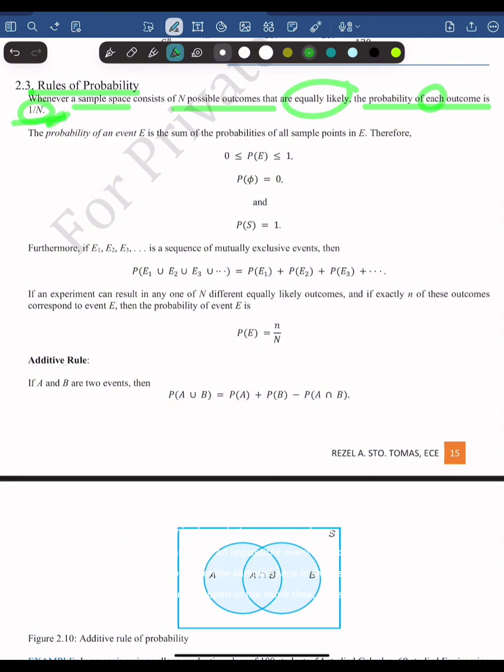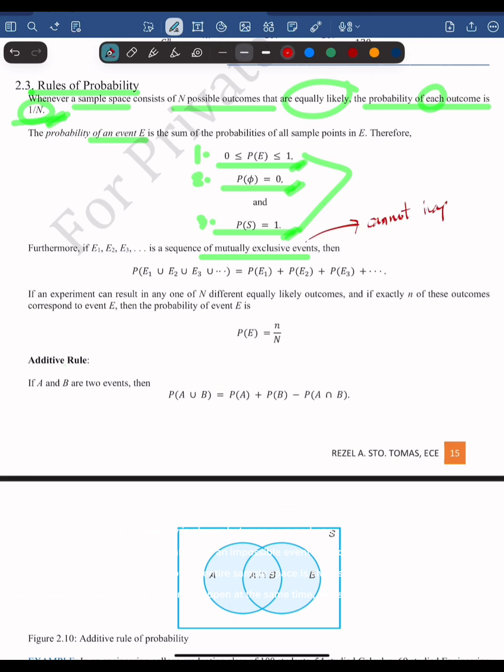Now, for any event E, 3 rules always apply. First, probability is always between 0 and 1. Second, the probability of an impossible event is 0. Third, the probability of the entire sample space is always 1. And if events are mutually exclusive, meaning they cannot happen at the same time, you simply add their probabilities together.